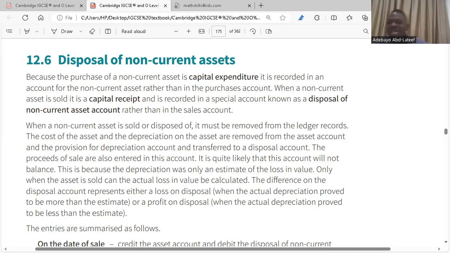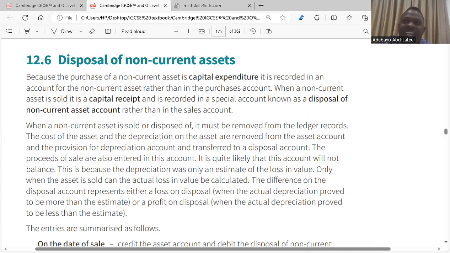And it's recorded in the special account known as disposal of non-current assets rather than the sales account. This is the point. When you are recording the sale of a capital item, it is not part of your sales. It is a non-current asset disposal account that you have to record it in. You sold it, yes, but it is not part of what you are using. It's not part of your stocks.